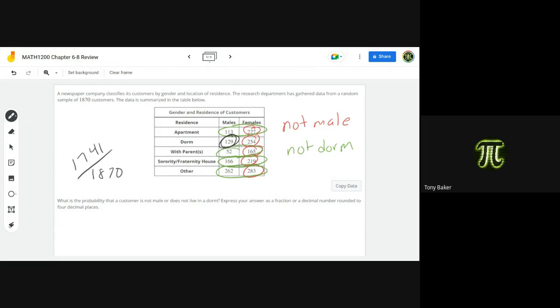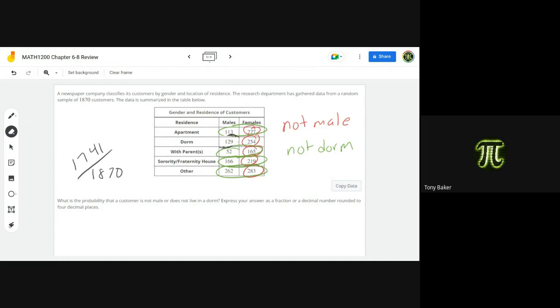Well, what I understand is the question was asking, what is the probability that a customer is not male, is not living in a dorm? Right. Well, why do we circle the male? No, not male. Oh, the black one? No. It says or. So if you notice, the red is the not male, and then the green is the not dorm. Since it's or, you could be male and not in a dorm. That's fine because it's the or.